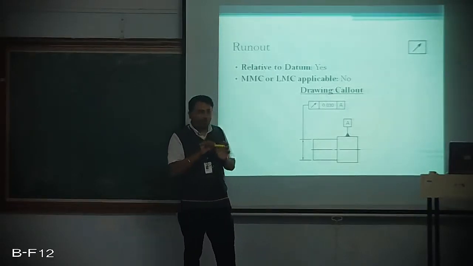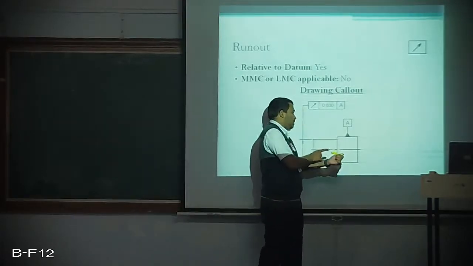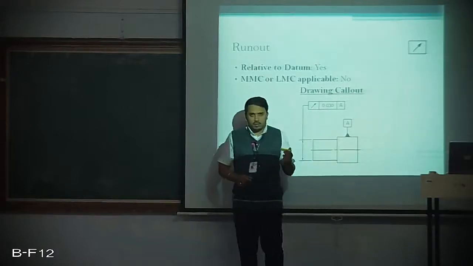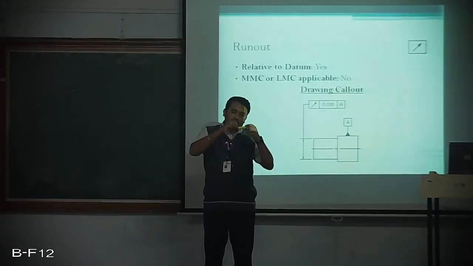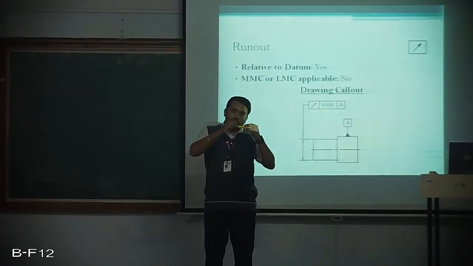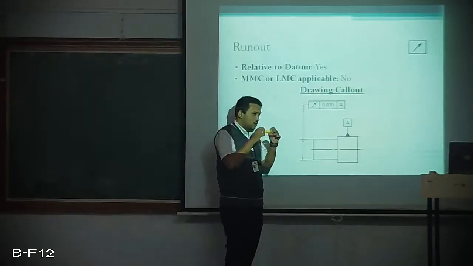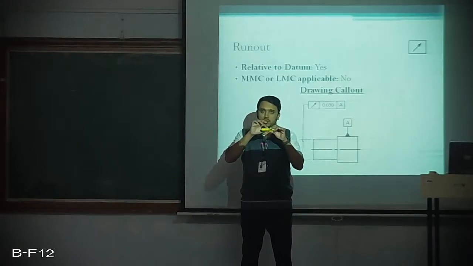So I'll repeat it one more time. This represents this diameter, and this represents this diameter. The runout means if I place a gauge and if I rotate the part by 360 degrees, then the variation in the gauge must be well within 0.030 in diameter compared to this.